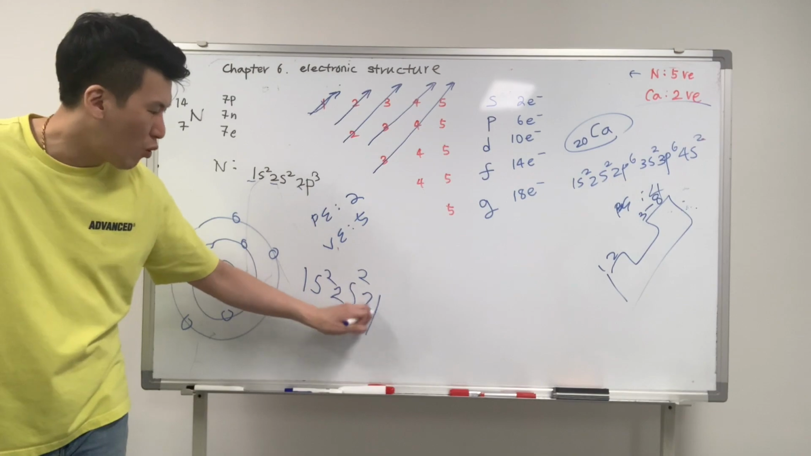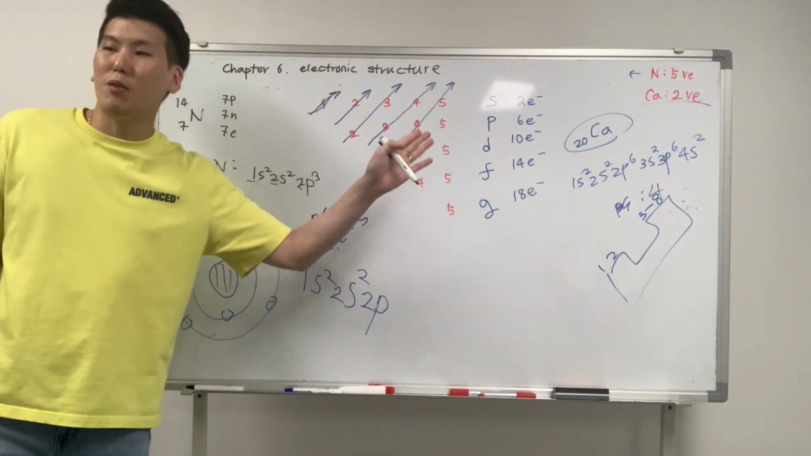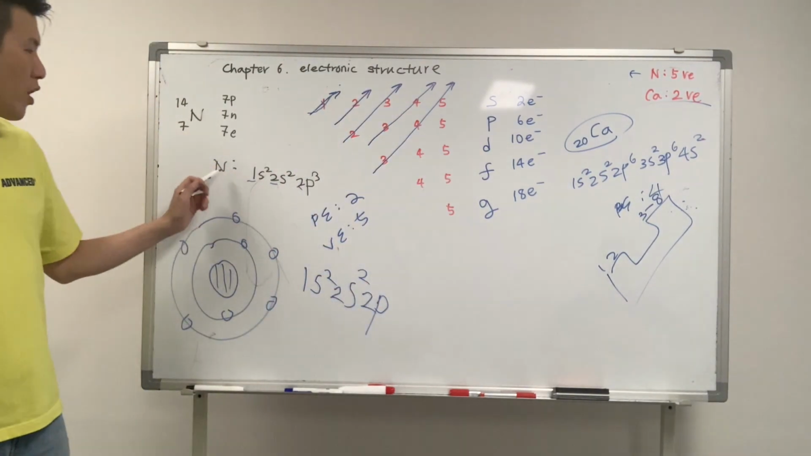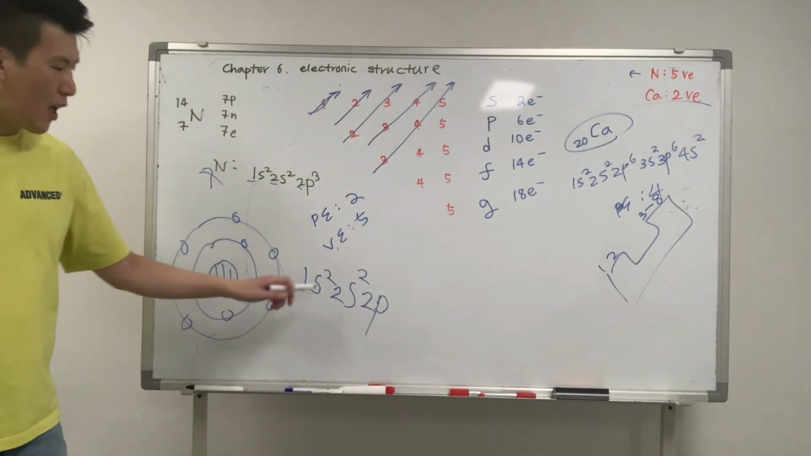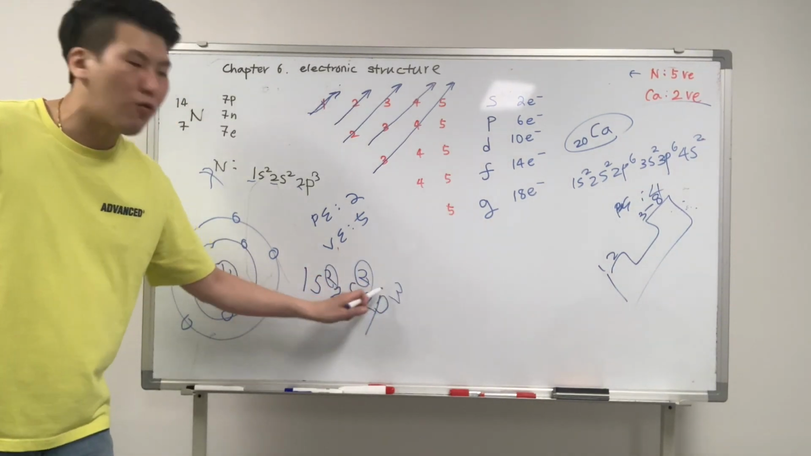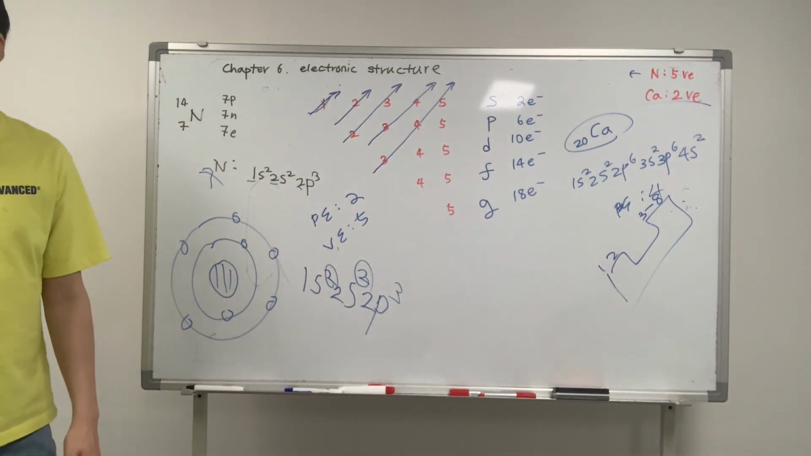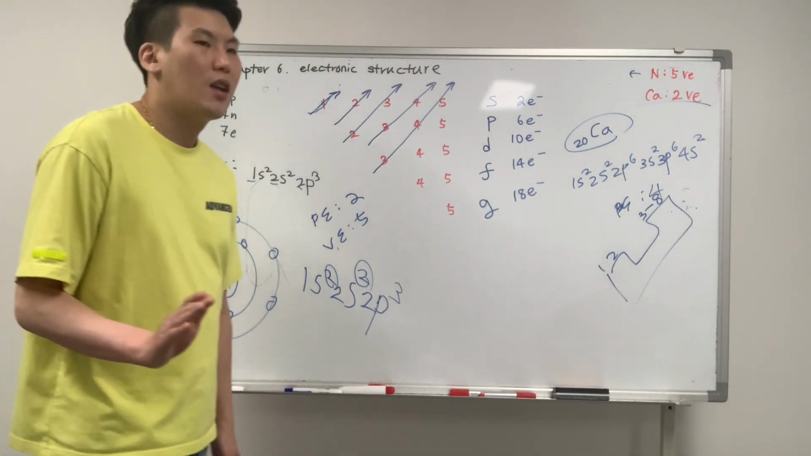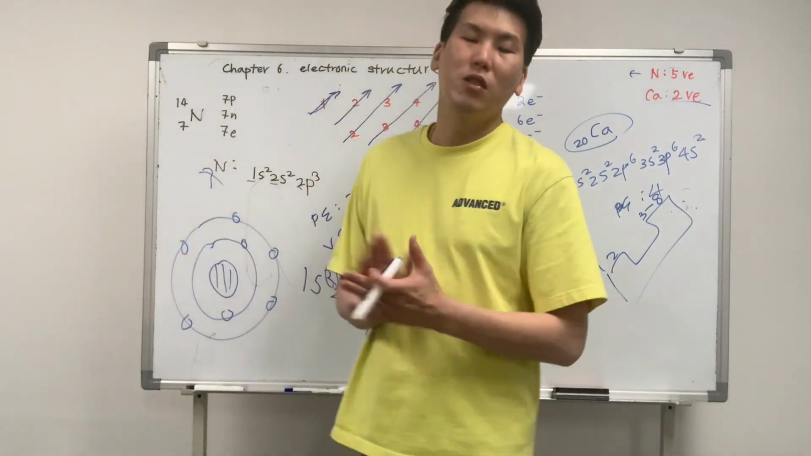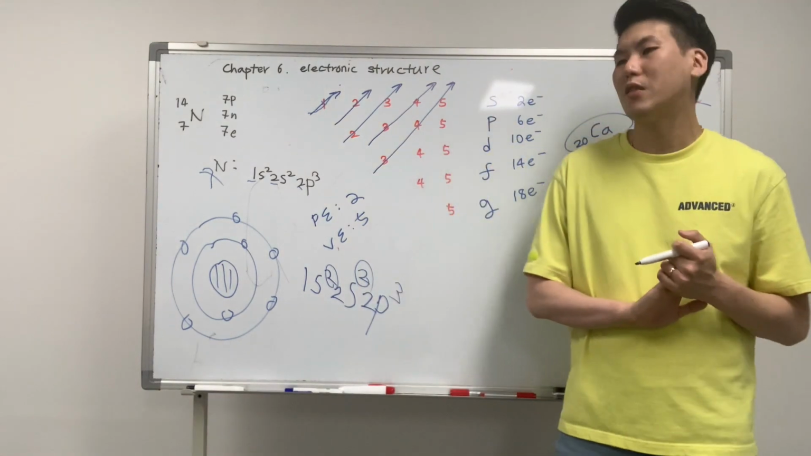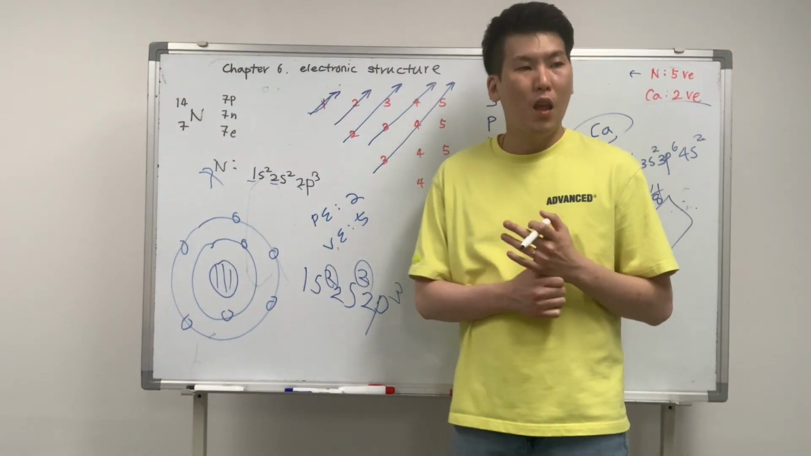P. It could hold up to a maximum of 6, but nitrogen has 7 electrons. That's already 4. That's why we put 3 here. The maximum is 6, yes, but you can't. Nitrogen only has 7 electrons in its neutral state.